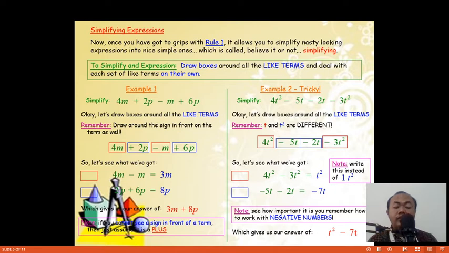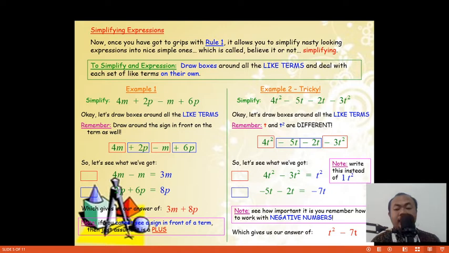How do you know it is plus 8p? Because the value of adding 2 and 6 equals positive 8p. Okay. Example 2.